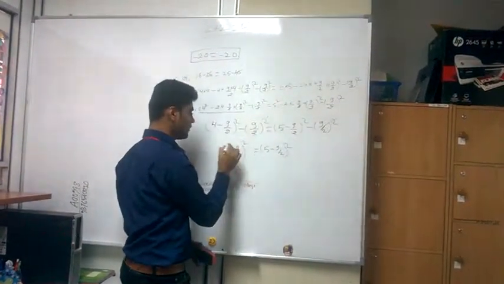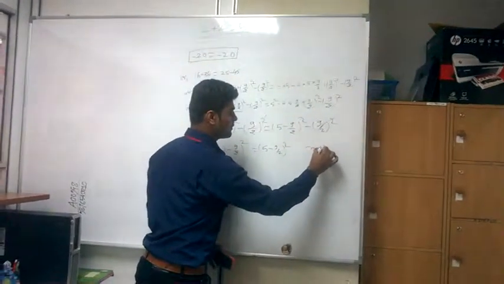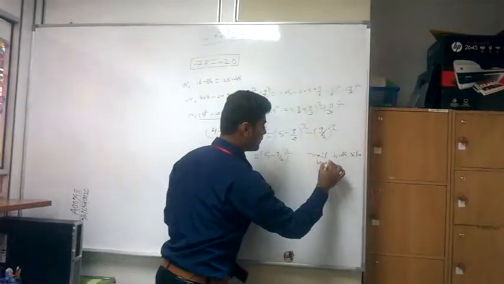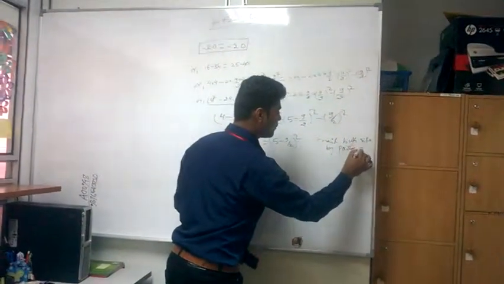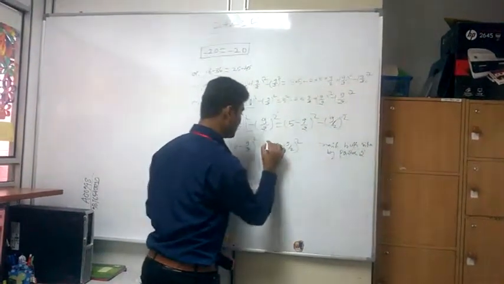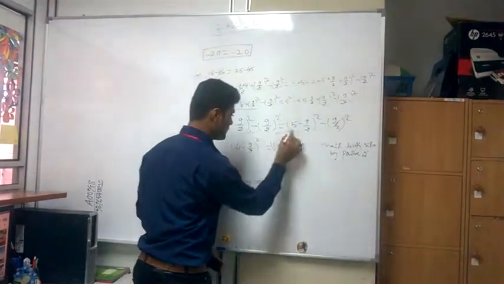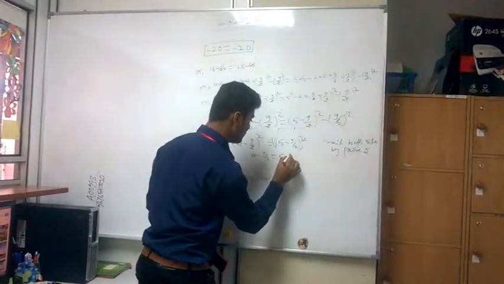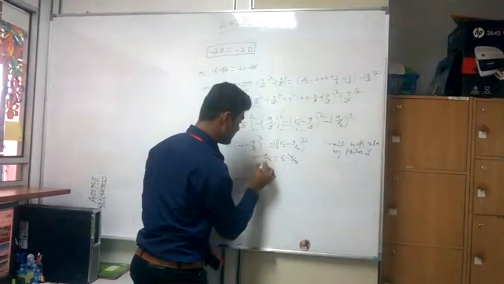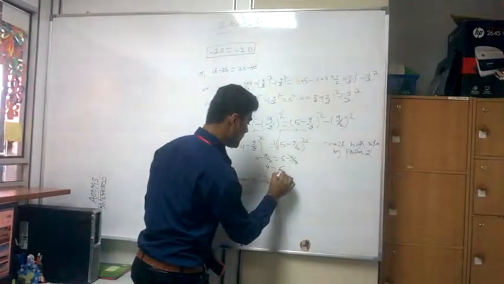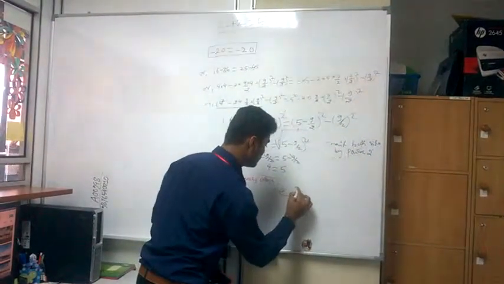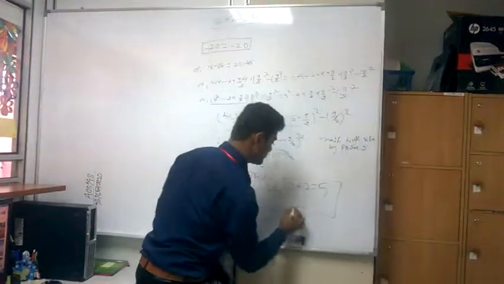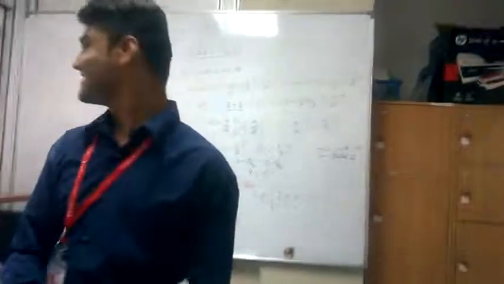When we raise both sides by power 2, it becomes like this. So this cancels. This 4 minus 9 by 2 equals 5 minus 9 by 2. This cancels. This 4 equals 5. That is 2 plus 2 equals 5. Thank you. So this is the proof.